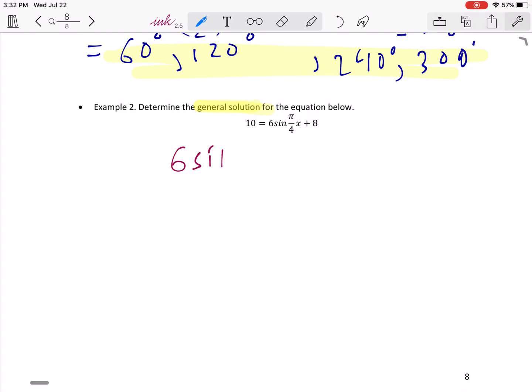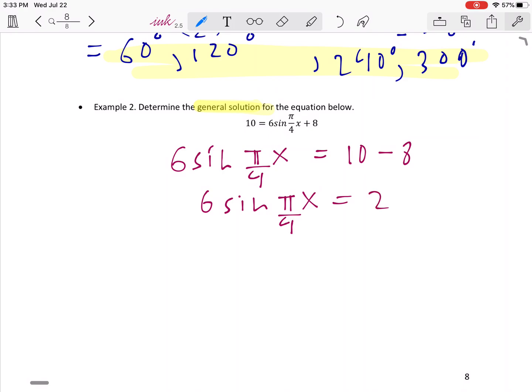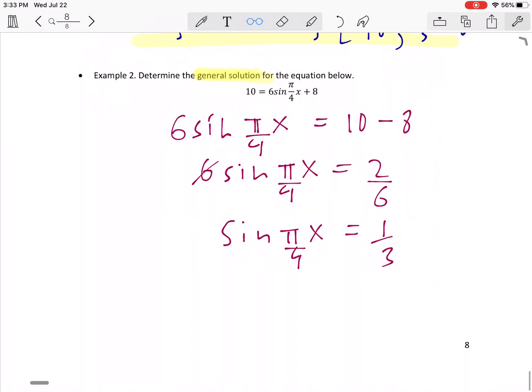So here what we've got is 6 sine pi over 4x. This question is structured a little bit differently, so I'll show you how to deal with that pi over 4. We can move the 8 over, so it's 10 minus 8. And so we get 6 sine pi over 4x equal to 2. Then you can divide both sides by 6. Now this is kind of a new step here. How do you get rid of the sine that's in front of the pi over 4x? That's what we want to do.